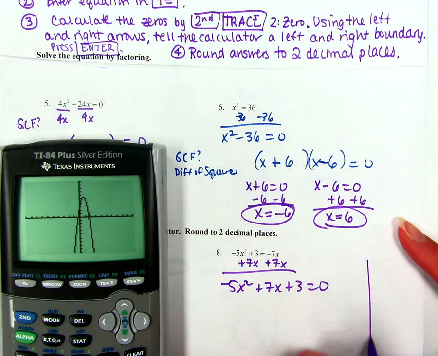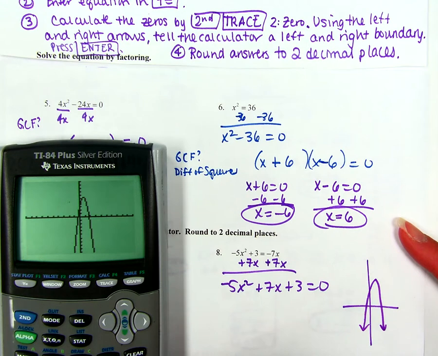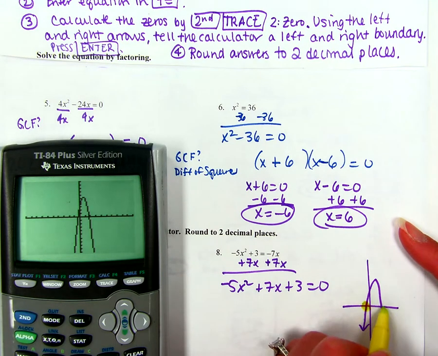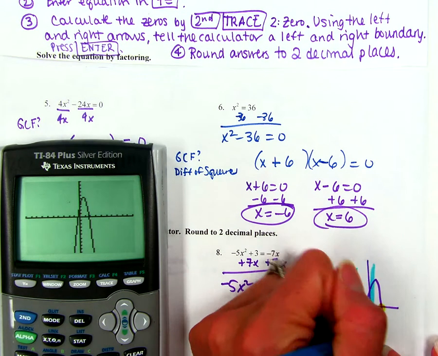And I'm just going to draw a sketch so you see what we're doing. It kind of looks like this. You're finding where are these two locations? Where are the two places where your graph crosses the x-axis? Well, you need to set up a little boundary.